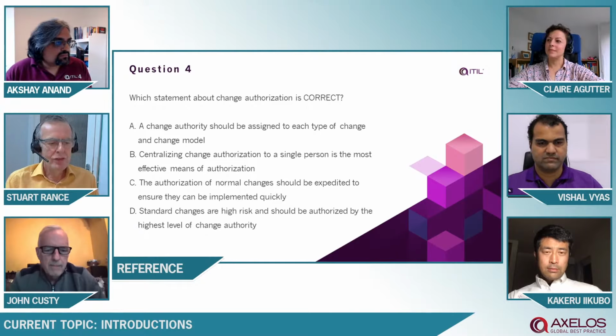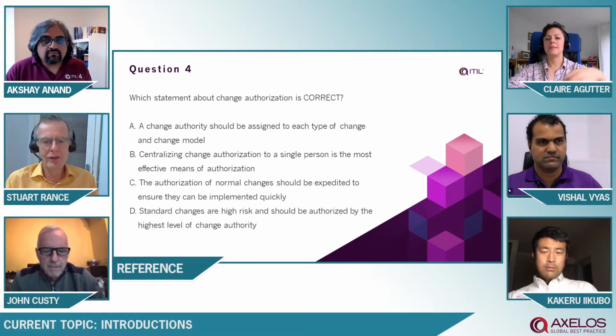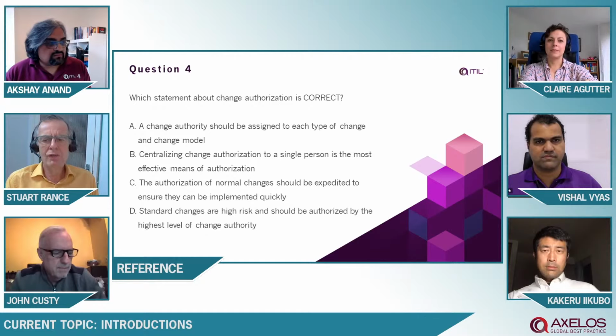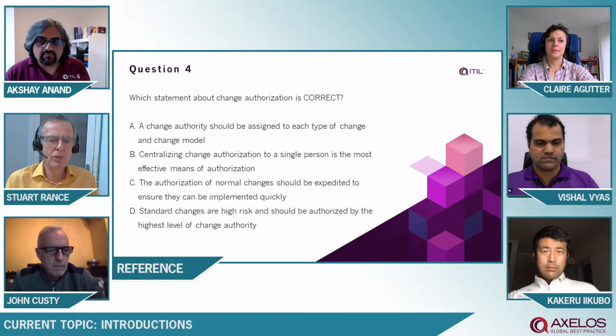B, centralizing change authorization to a single person is the most effective means of authorization. The whole ethos of change enablement, and one of the big shifts in emphasis between earlier versions of ITIL and what we're writing about in ITIL 4, is this idea that you need to delegate change authorization. You need to avoid having a monolithic, consolidated central place for change authorization. So B is definitively wrong. It's exactly what we tell people not to do.